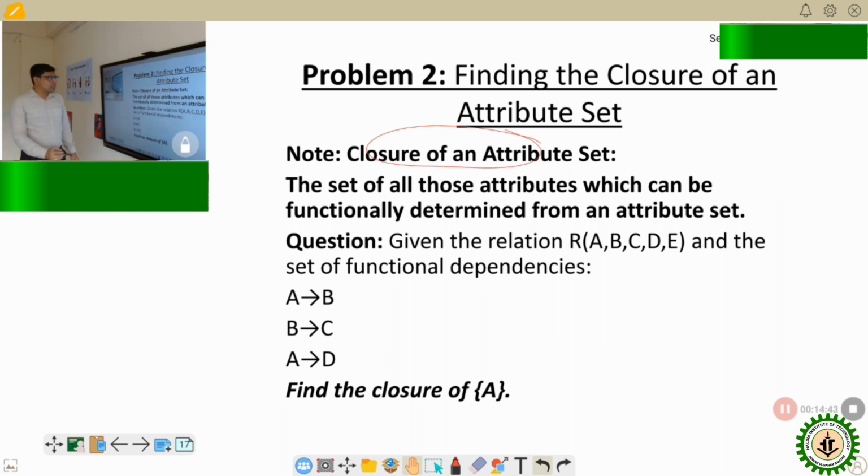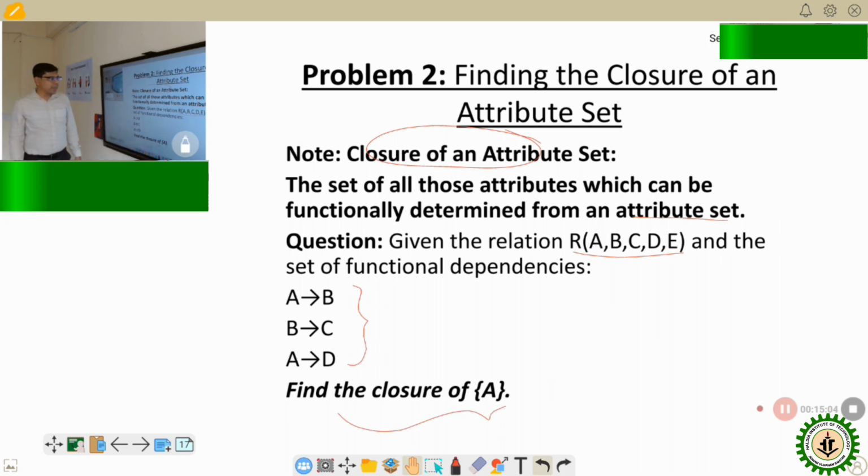Okay. So the closure is the set of all those attributes which can be functionally determined from an attribute set. Now we are considering a relation R, a table whose column names are these, and a set of functional dependencies. Now find the closure of A.